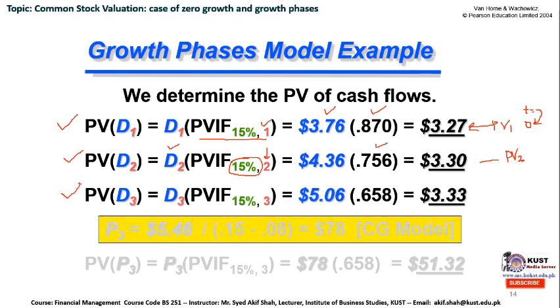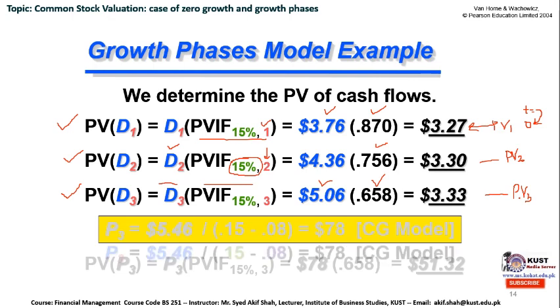Similarly, for D3, we adopt the same mechanism. Only the factor and the D3 value will change. Plugging in the D3 value, which is 5.06, and multiplying it by the present value interest factor at the rate of 15% for 3 time periods, which is 0.658, by multiplying both these values, the third present value is $3.33.